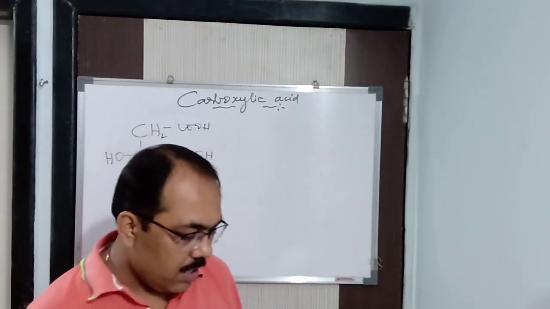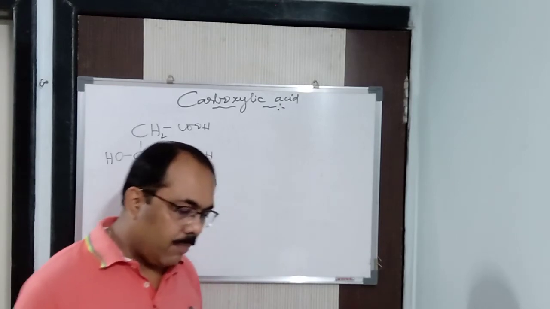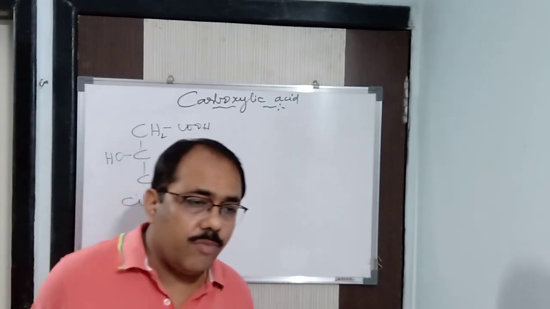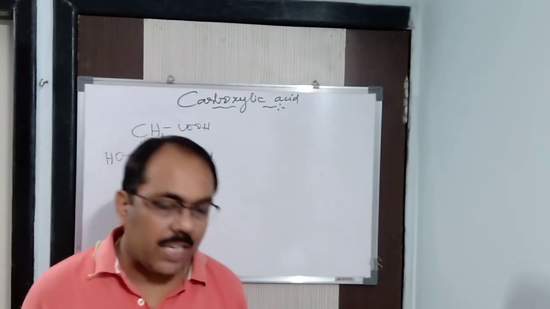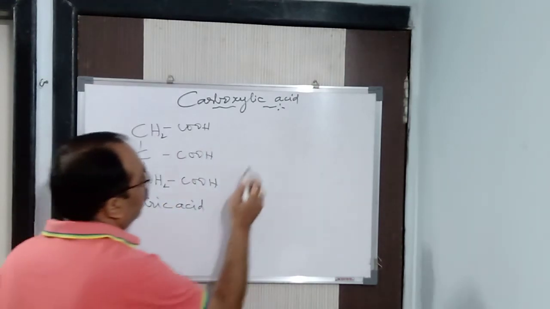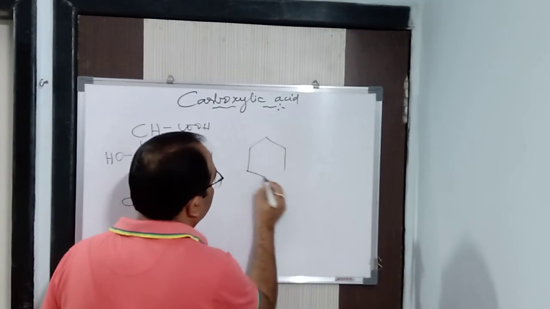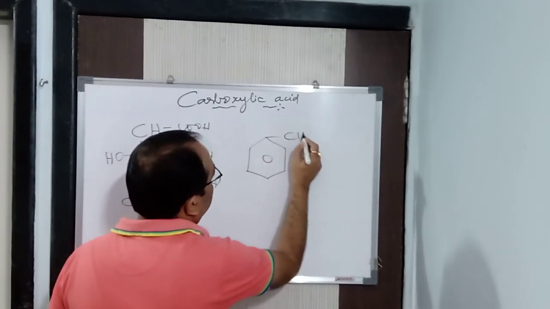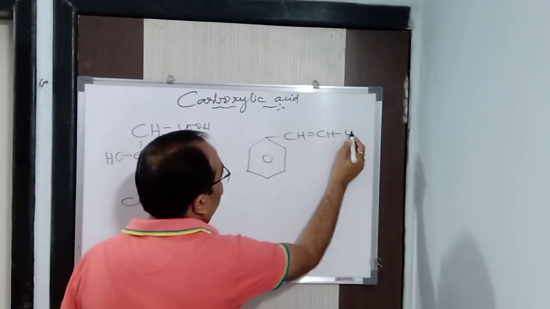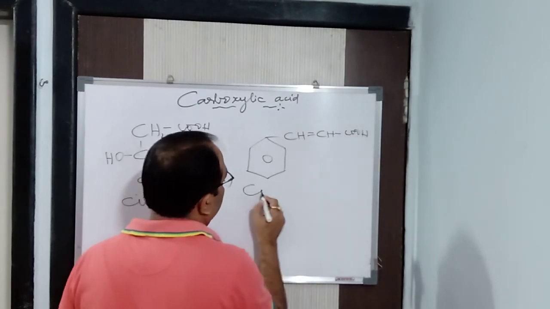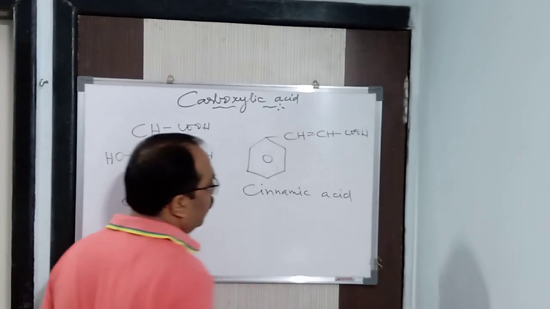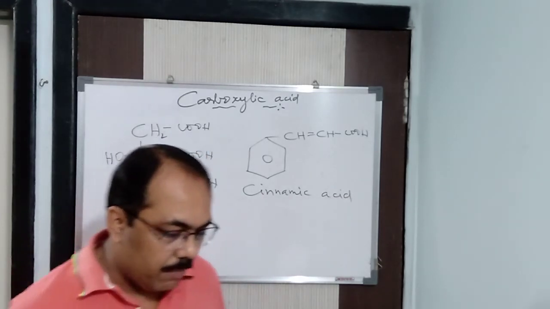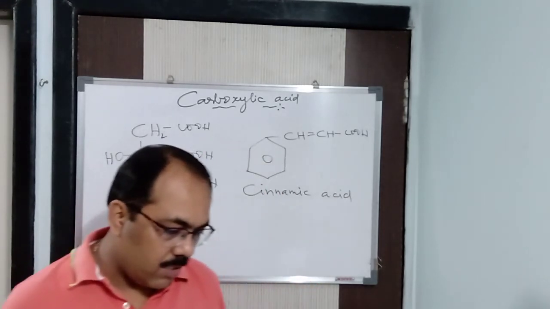Similarly, among aromatic acids, we have phthalic acid. Apart from that, we also have cinnamic acid. Cinnamic acid I have discussed not in this chapter but in other chapters. Cinnamic acid is CH=CH-COOH. It is called cinnamic acid. Apart from phthalic acid, this is another very important one, cinnamic acid.